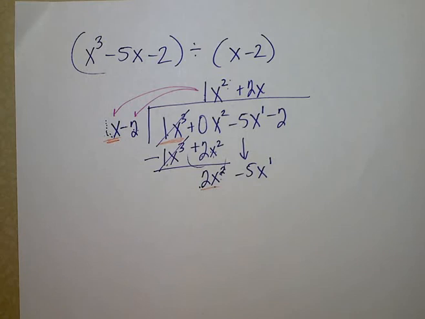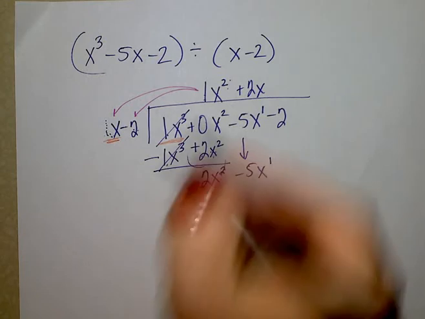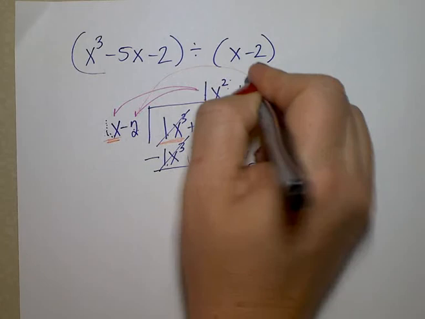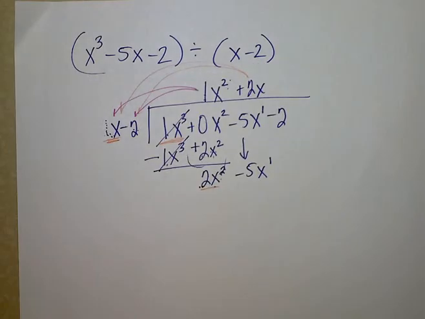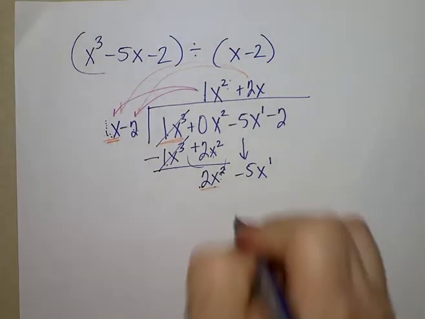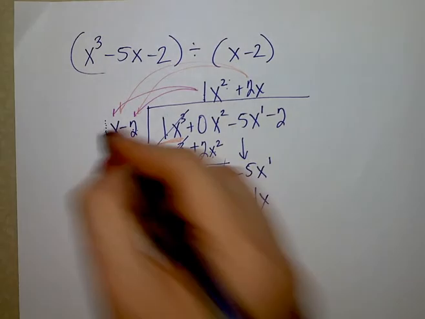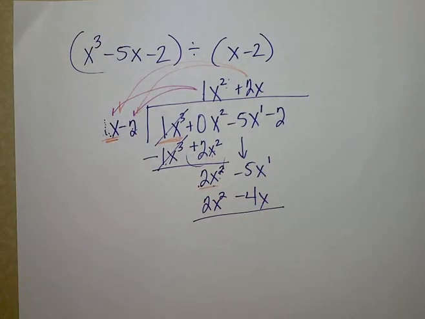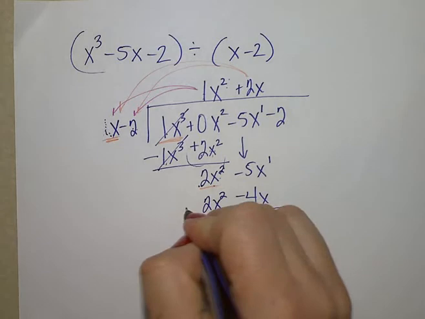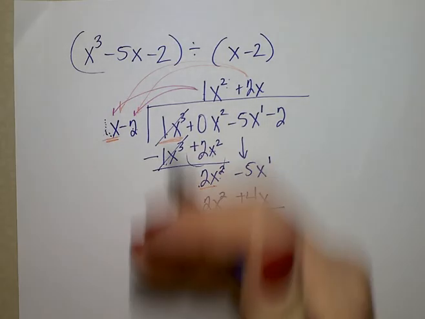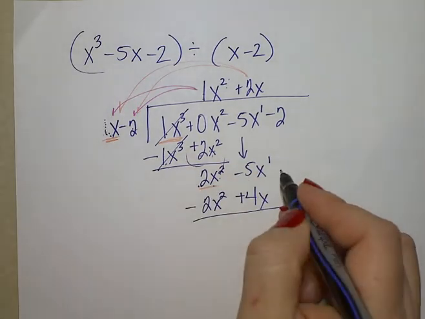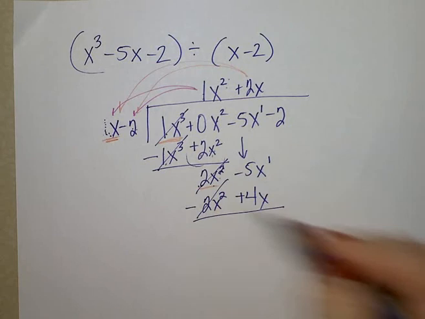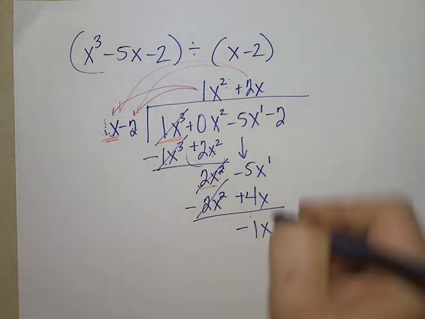Okay, now I'm going to distribute that quantity to both numbers out front. 2x times negative 2 is negative 4x. 2x times 1x is 2x squared. I'm going to change the signs of everything at the second level, and I'm going to combine downward. Cancels out, so I'm doing it right. I get a negative 1x, bring down the next number.